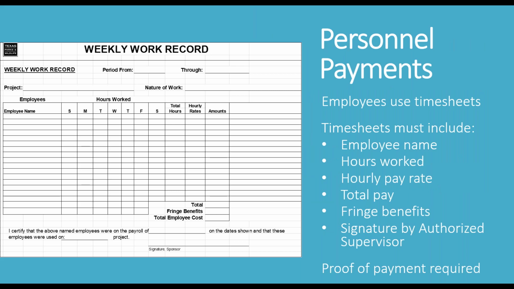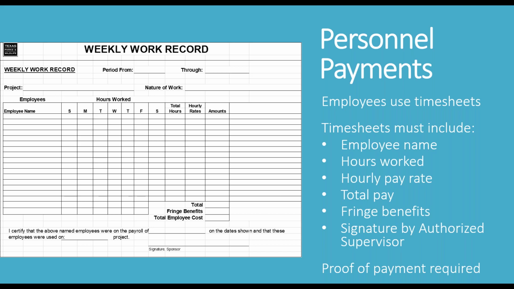All right, paying your personnel. So payments for personnel within your organization require work records, otherwise known as timesheets. You might refer to those as timesheets. So timesheets must include the employee's name, hours worked, hourly pay rate, total amount paid to the employee, fringe benefits, if any, and should be signed by the authorized supervisor. Like all other transactions, proof of payment is also required when submitting a personnel request.